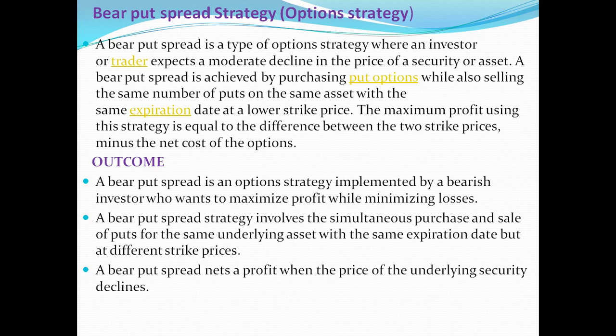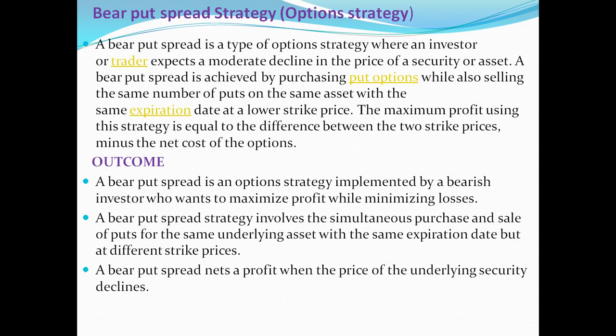So what is a bear put spread? Bear put spread is a type of option strategy where the investor or trader expects a moderate decline in the price of a security asset. A bear put spread is achieved by purchasing a put option while also selling the same number of puts on the same asset with the same expiry date at a lower strike price. The maximum profit using this strategy is equal to the difference between two strike prices minus the net cost of the options.